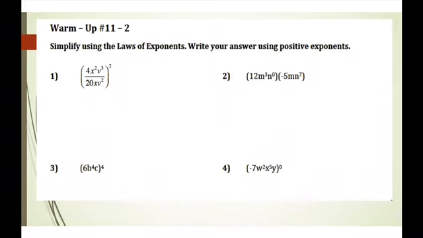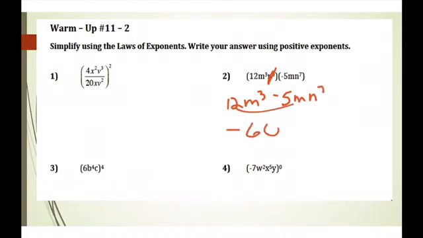Inside this first set of parentheses, the n to the 0, that's just going to be a 1. And so you don't have to worry about that. So I've got 12m to the third times negative 5, and then mn to the 7th. So 12 times negative 5 is negative 60. m to the third times m to the first, that's m to the fourth, and then n to the 7th. And so that's your answer for that one.